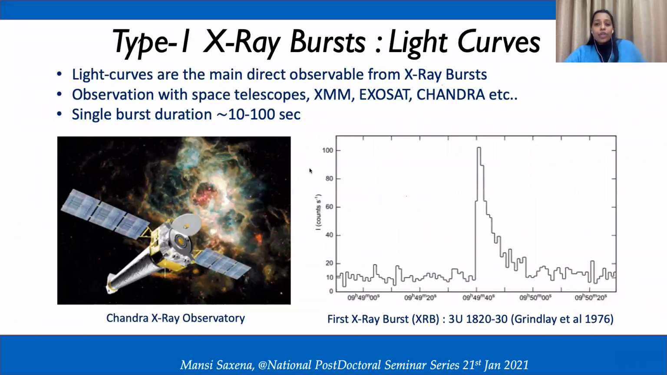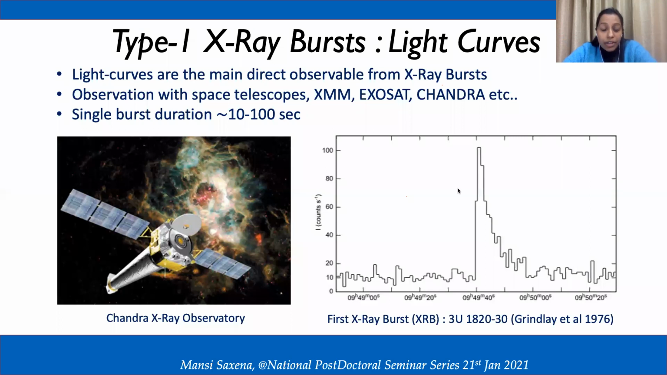Now, the main direct observable measured from X-ray bursts is the X-ray burst light curve. These, of course, are detected by X-ray telescopes. These are massive satellites floating in the sky to detect these X-ray flashes. Many different telescopes have been used in the last many years, for example Exosat, Chandra, which I show here, and so on. These telescopes record the timing of these X-ray flashes and also the energy output.